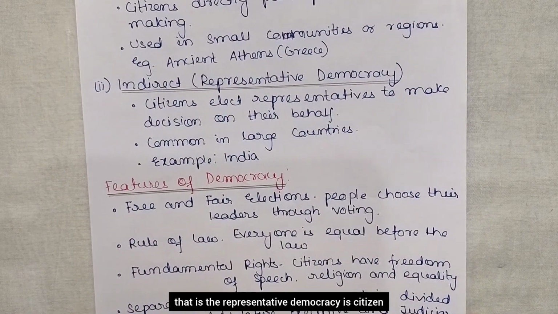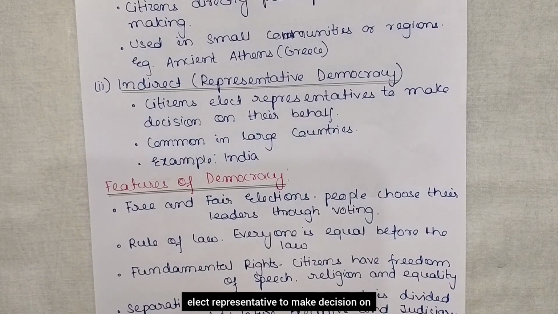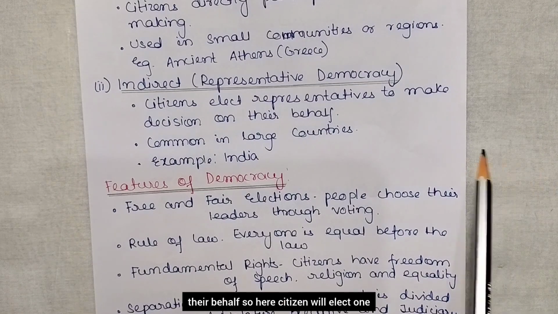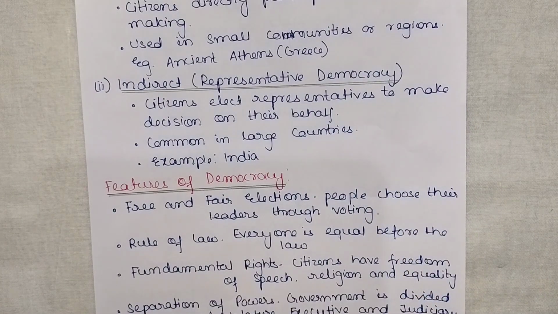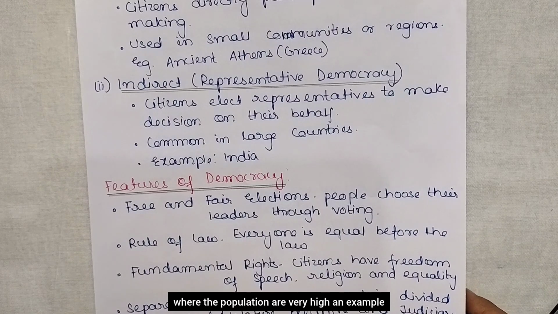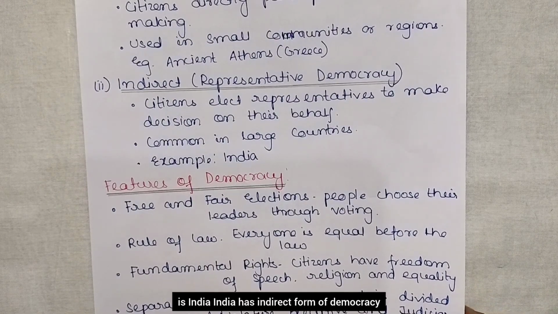Now indirect, that is the representative democracy, is where citizens elect representatives to make decisions on their behalf. So here citizens elect representatives to make decisions on their behalf, and it is common in large countries where the population is very high. An example is India. India has an indirect form of democracy.